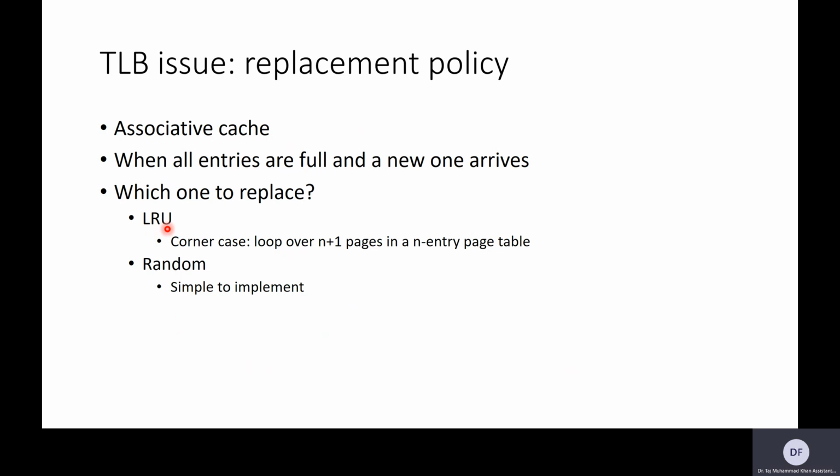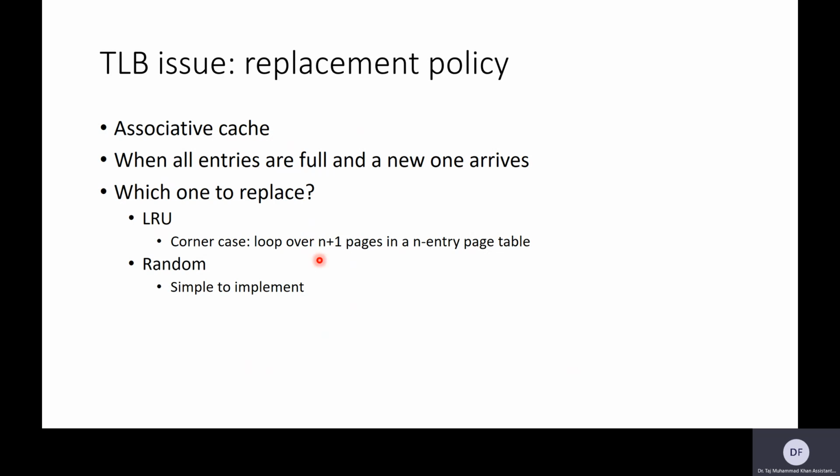Now, the LRU replacement policy can have a flaw. Suppose your loop accesses n plus 1 pages, and the page table has only n entries. When you start populating it, the first access will be a miss, and you will update the page table. The second page access will also be a miss, and the third will also be a miss. You are accessing all these pages one by one and updating the TLB entries, and all these accesses result in TLB misses. So you fill all n entries of the TLB.